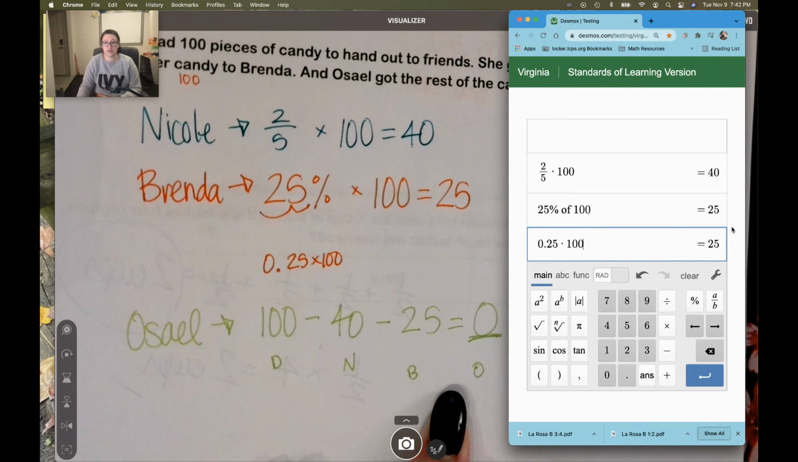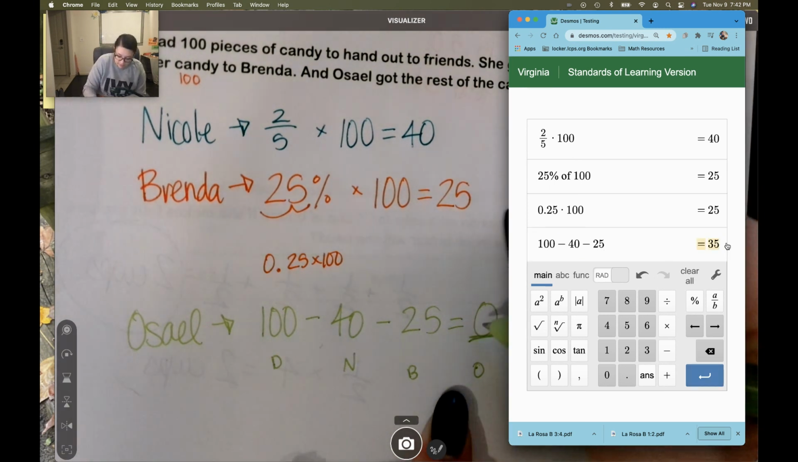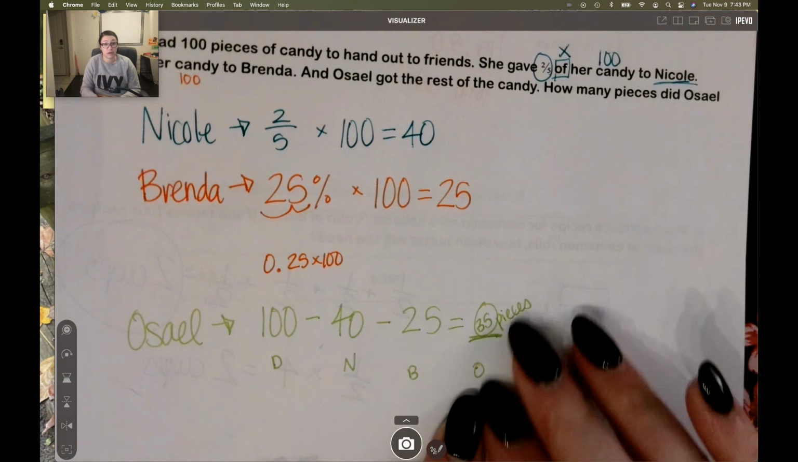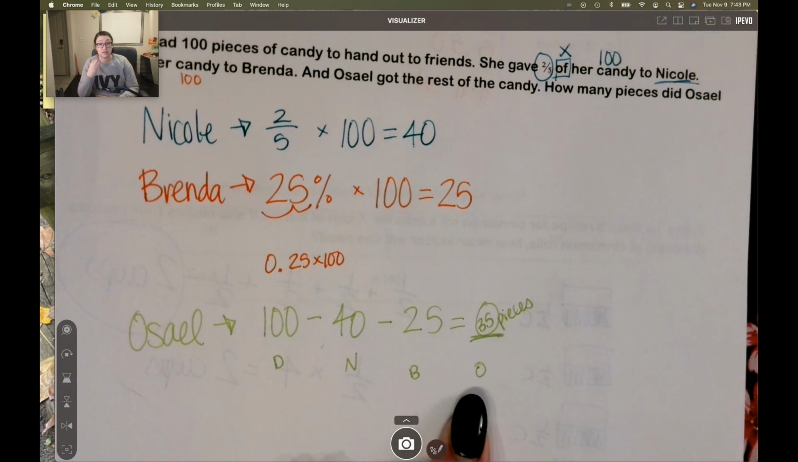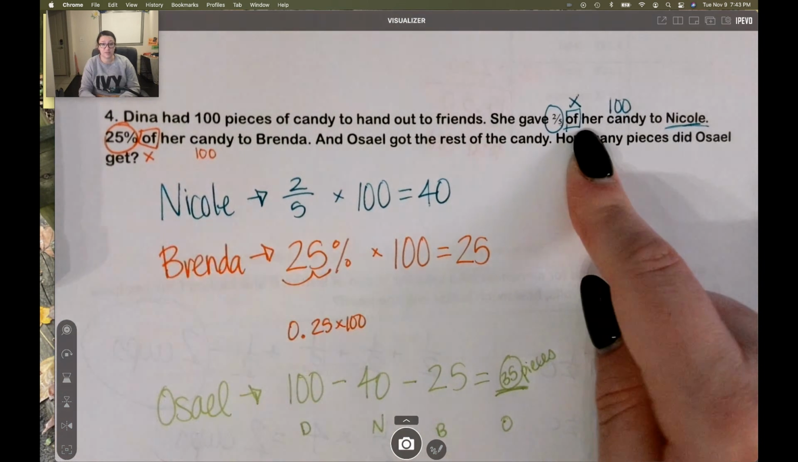So let's use our calculator and find out. We started with 100, subtract 40 for Nicole, subtract 25 for Brenda. We see Osale is going to get 35 pieces. 35 pieces of candy. Congrats. I hope it's good. If you have any questions about this, please let us know. The biggest thing when you see ofs like this in math, of means multiply.